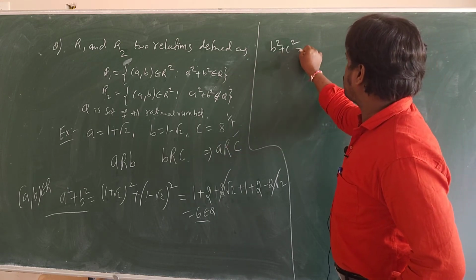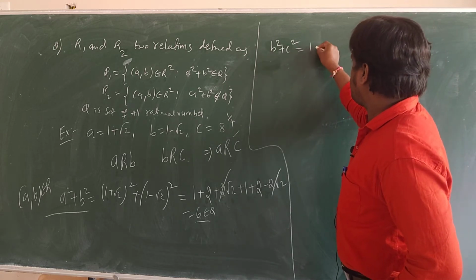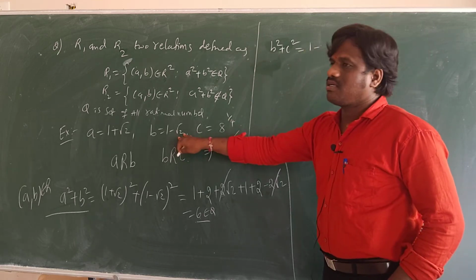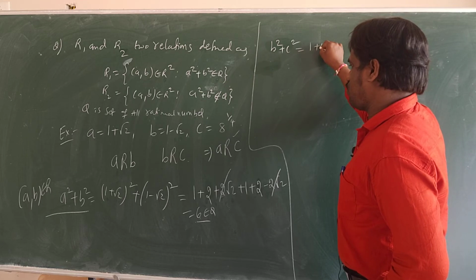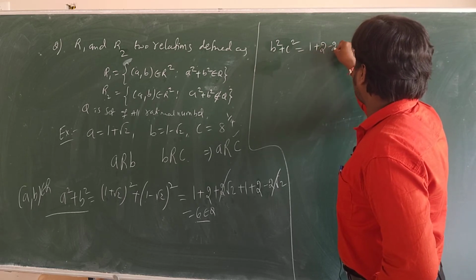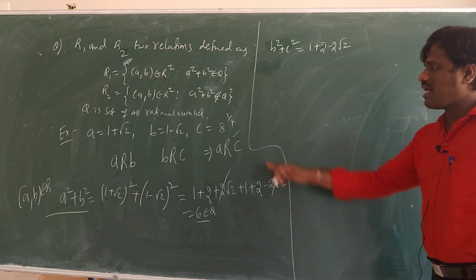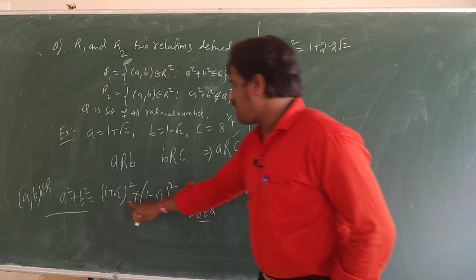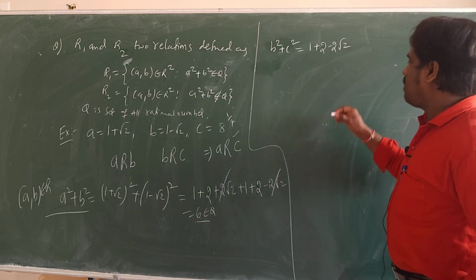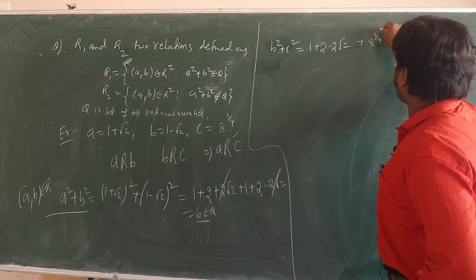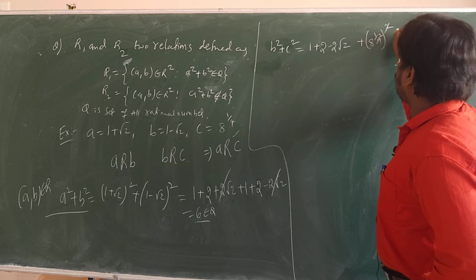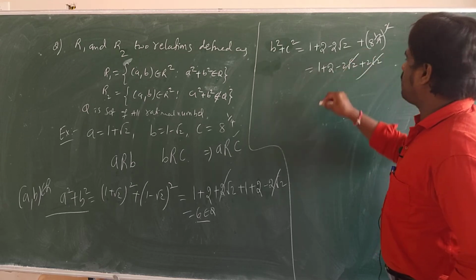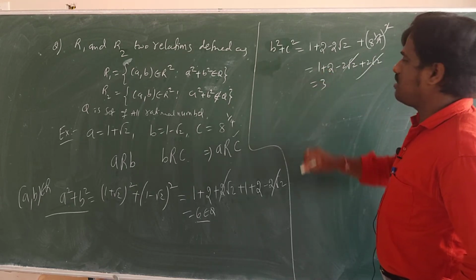B square value is how much? 1 minus... arrey, B square is this, 1 plus 2 minus 2 root 2. Why I took 8 power 1 by 4, you will understand now. I took it by looking at this, you will know. Plus C square means what? 8 power 1 by 4 whole square. So this will cancel, and it will give 2 root 2. See, 1 plus 2 minus 2 root 2 plus 2 root 2. The main purpose is to cancel this. So this comes to 3.